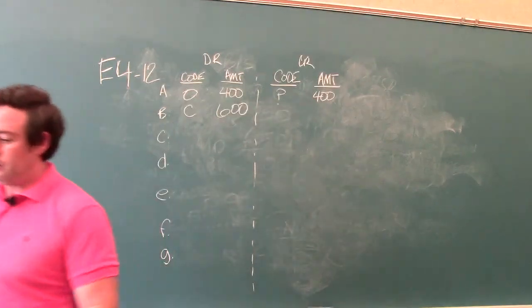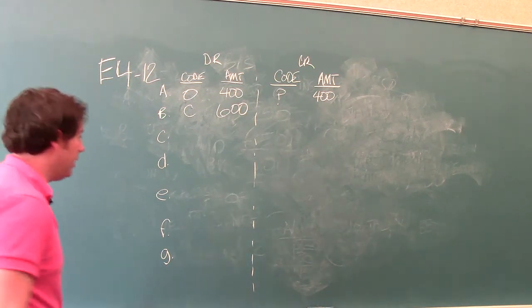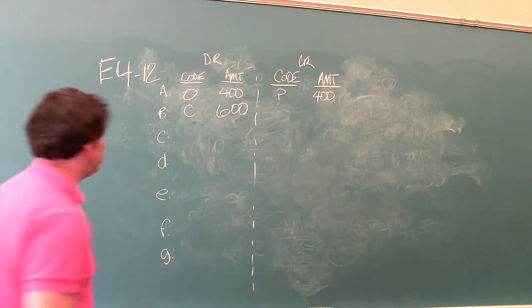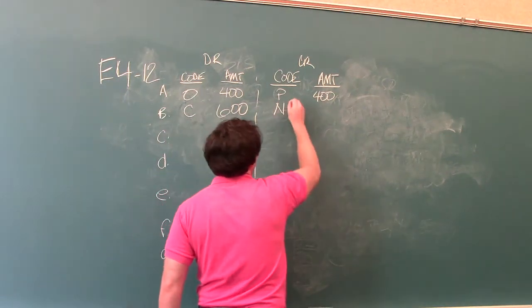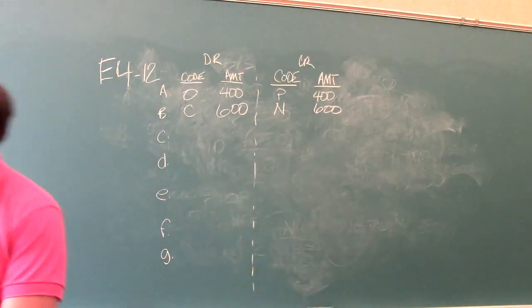The next one, what do we credit? Well, in this instance, we collected the service revenue in advance, so we haven't actually earned it. So we should be scanning the chart of accounts here, looking for unearned revenue. Unearned revenue turns up in letter N, so let's use N, and it's going to be for the same amount here, 600. Okay?